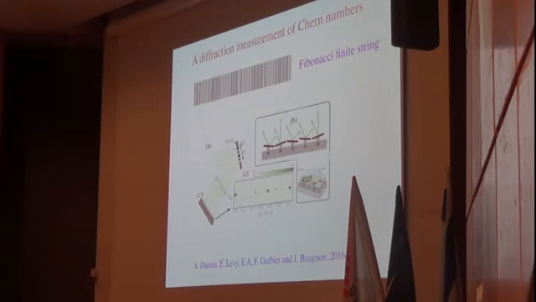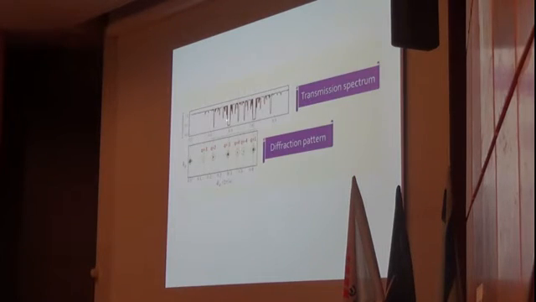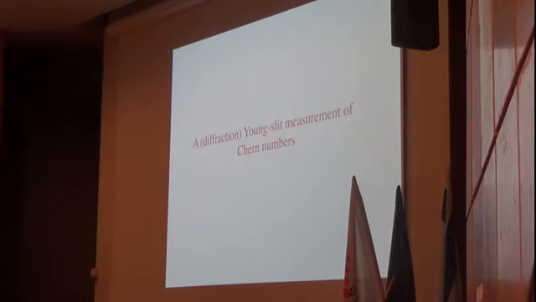Okay? So how is it related to the transmission spectrum that we showed before? And there is a relation. You see that this is the transmission spectrum that we saw before. And each time that you have a gap in this spectrum, you see that in the diffraction pattern there is a peak. Okay? So there is a relation between the two. And now the question is, how can you measure those Chern numbers using this?